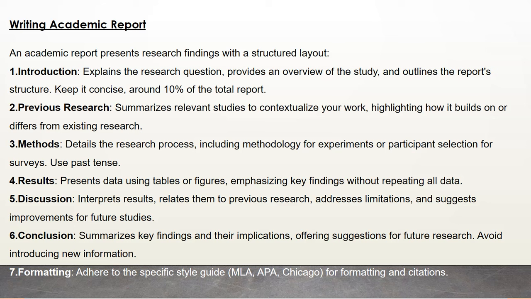And the last thing is formatting. Adhere to a specific style guide, MLA, APA, or Chicago, for formatting citations. You have to adhere to the rules and regulations of every guideline and every specific style. For humanities and language students, you have to choose MLA. If you are a commerce student, you have to choose APA. If you are a history student, you have to choose Chicago. So, according to the discipline and the mode of writing, you have to select your specific style format. So, the academic writing report is an important question. Maybe it will be asked as a 5 mark question.